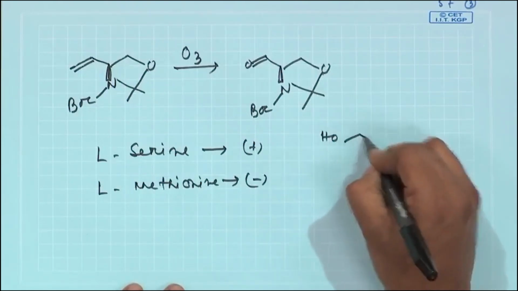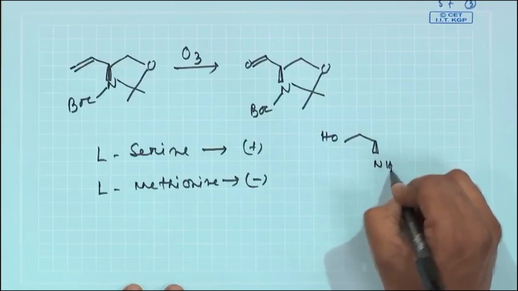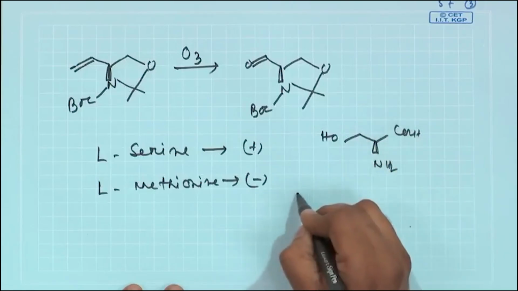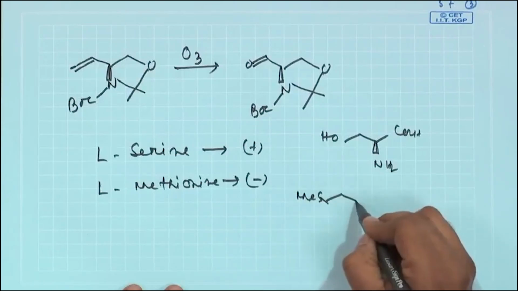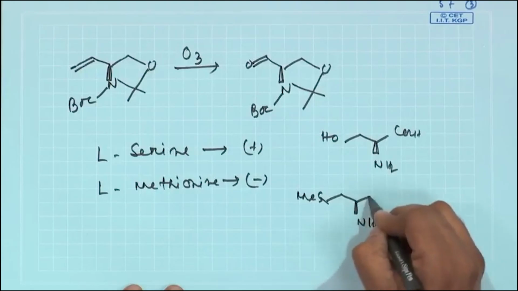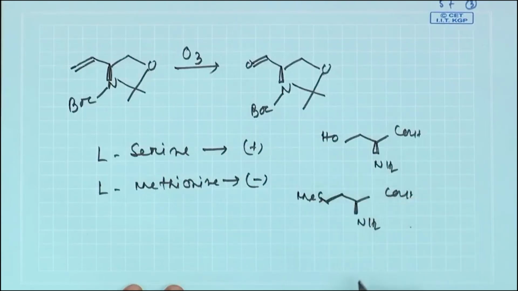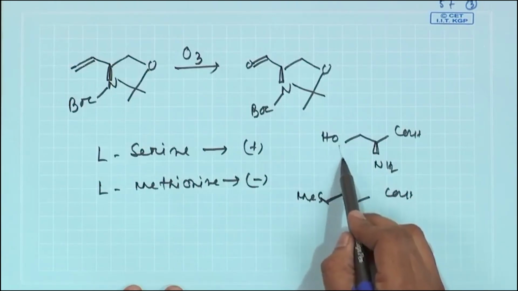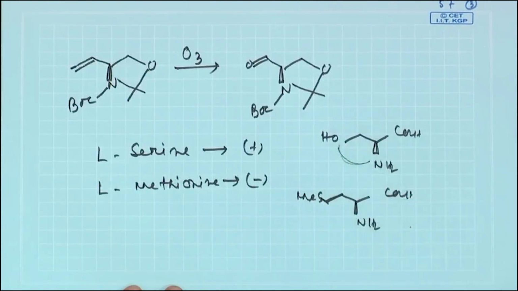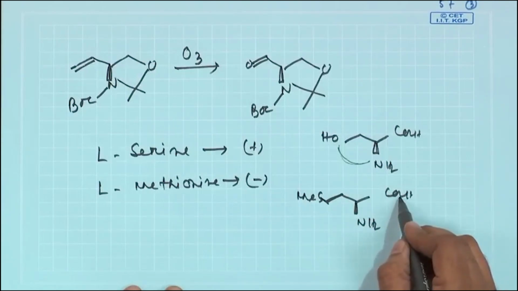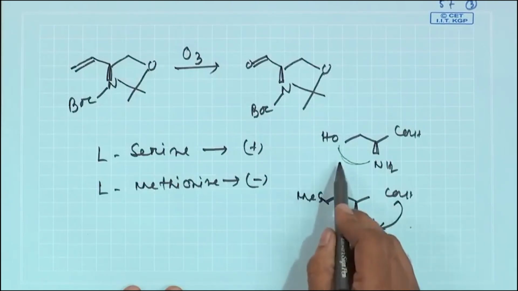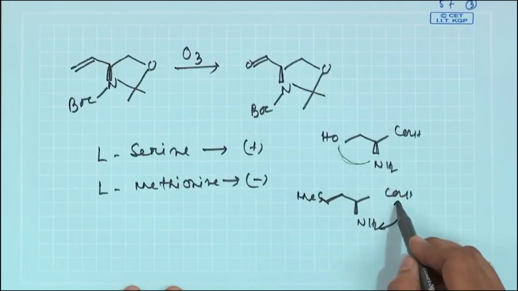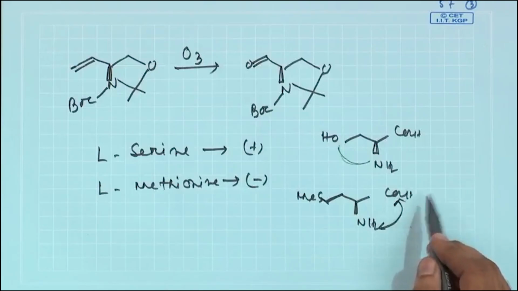The starting material serine has this structure, the starting material methionine has this structure. So, what do we do? In the case of serine, we do the acetonide protection at this stage. Now, in case of methionine, we convert this CO2H to CH2OH and do the acetonide protection here. So, this is your left hand side reaction, this is the right hand side reaction. So, that is why you created the handedness in the final product.